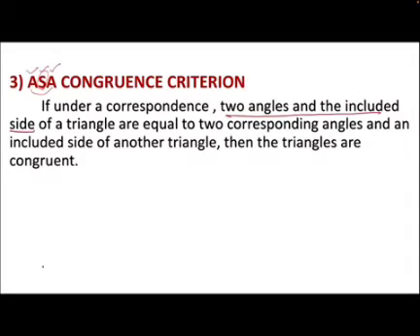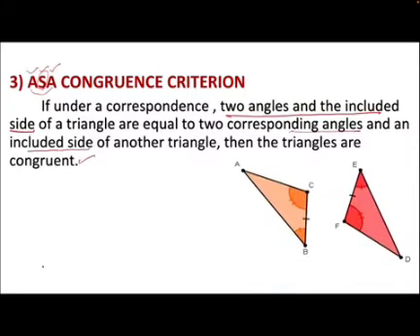Now the side is included between the two angles of one triangle, and again corresponding angles, and one side is included between them for the next triangle. Then you can say that the triangles are congruent. Okay. Now look at these triangles. First try to match the corresponding parts. So you have A is matched with D, B is matched with E, and C is matched with F. Okay, now we have to prove that these two triangles are congruent.